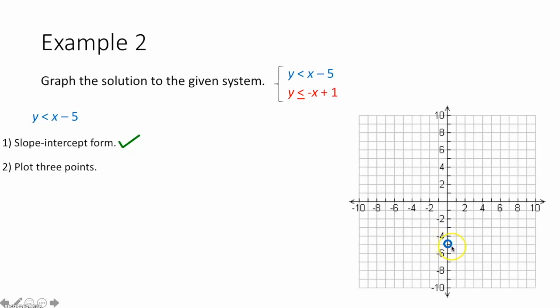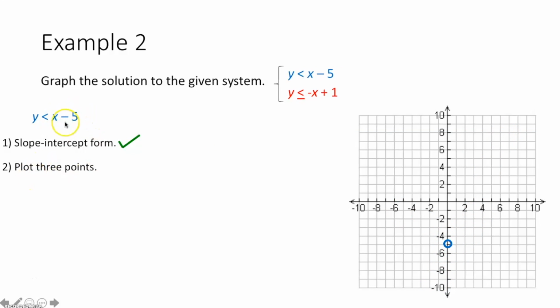Now, notice it's an open circle. Why is that? It's because there is no equal sign under here, which means when we graph this line, it's going to be a dashed line, meaning that no points on the line will make this inequality true. None of the points on the line are part of the solution to this inequality. So we need to keep them open circles and a dashed line to show that.